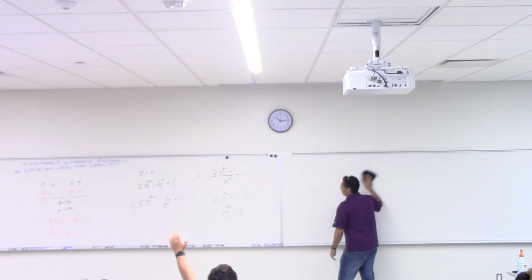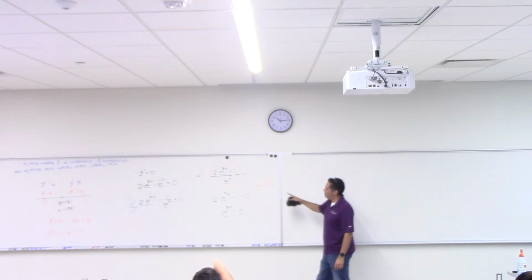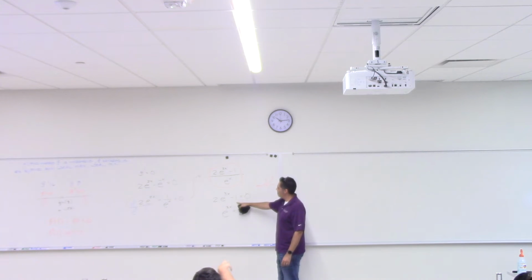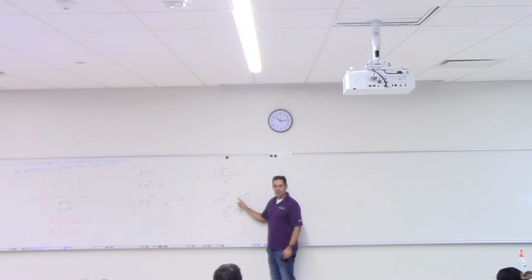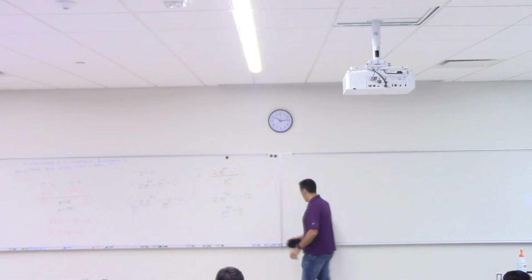Quick question. On the simplification from 2e to the 3x minus 1 over e to the x, how do we lose the e to the x in the denominator? Oh, remember that a fraction can only be 0 when the top is 0, right? Gotcha.